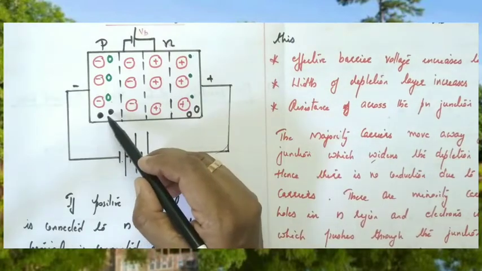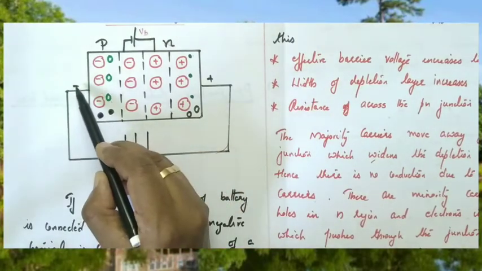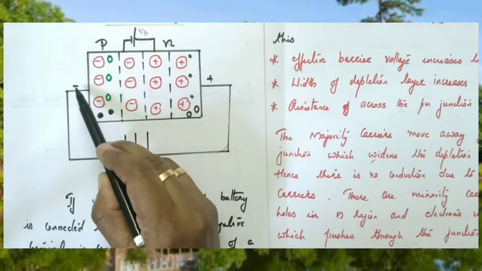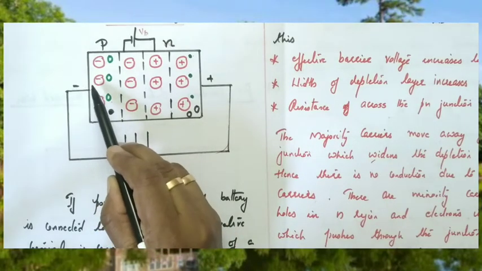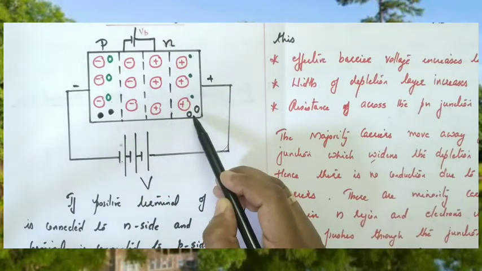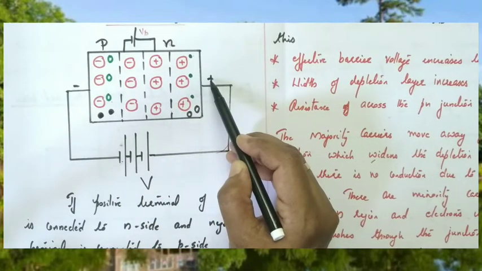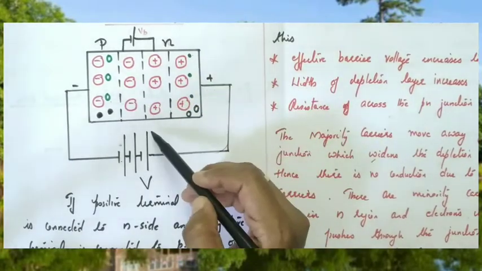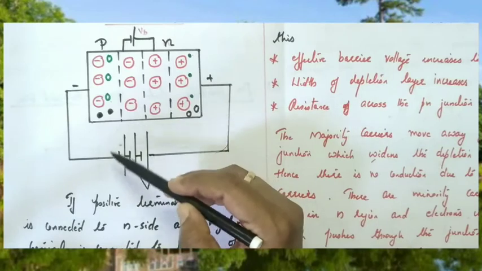These minority carrier electrons in the p region are repelled by the negative potential, so they cross the junction. Similarly, the minority carrier holes are repelled by the positive potential, and they also get energy to cross the depletion layer, because the reverse voltage is much greater.